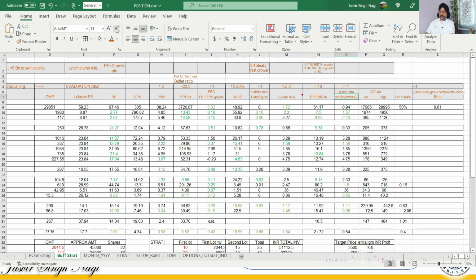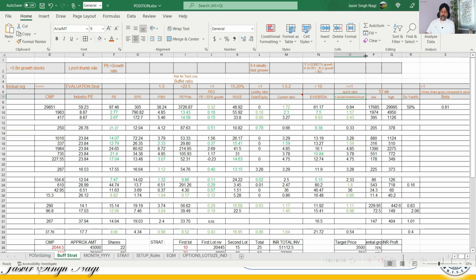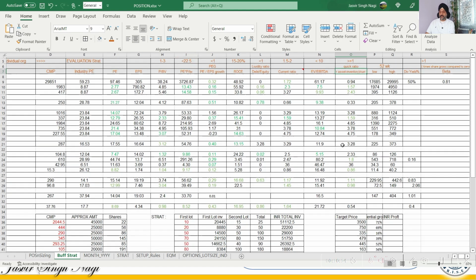Okay, so I think this is good enough for now. You have, of course, the 52-week low and high, which you can understand why you should buy. And I mentioned the dividend yield, right? The higher, the better. That's what it means. Okay, I think this is good enough. You will understand everything else.